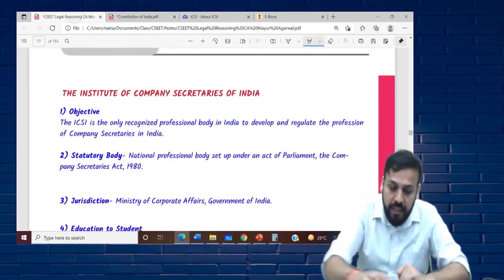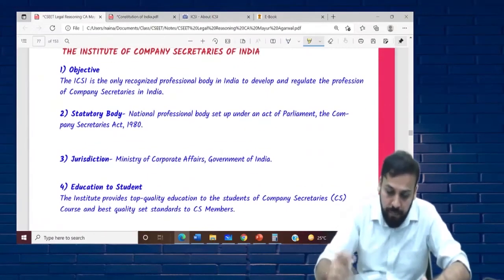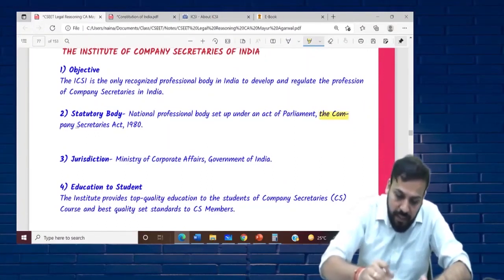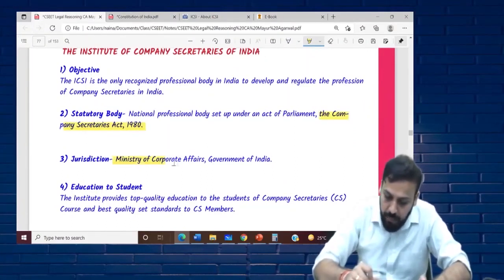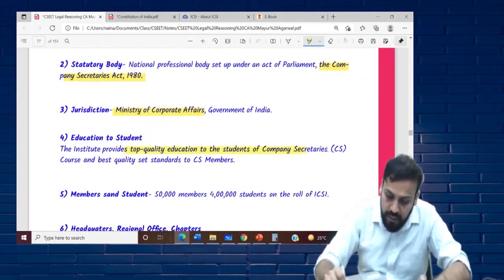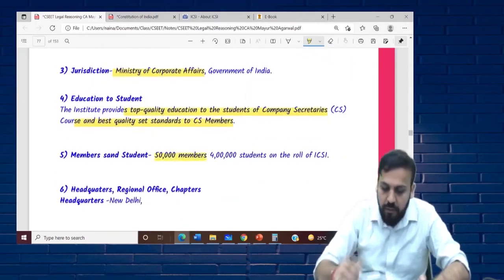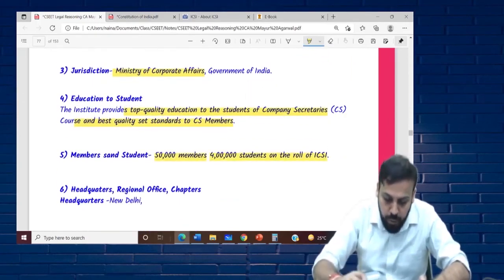So understand here. See, first thing, it is a statutory body which is established under the Company Secretaries Act 1980. It is managed by MCA, and it is providing top education to CS and best quality standard to members. There are almost 65,000 members and 250,000 students.